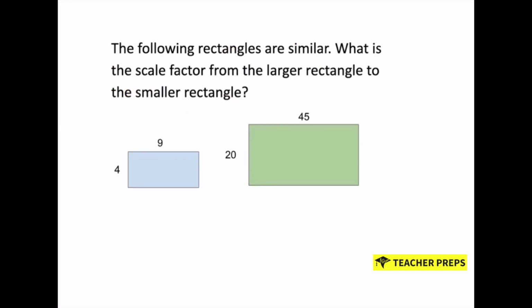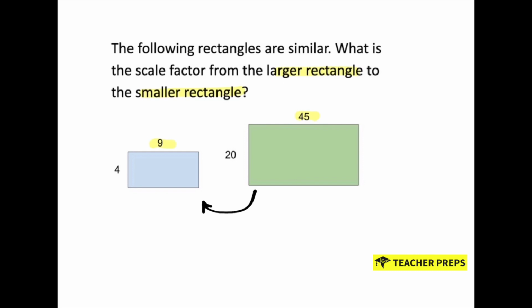Let's look at another example. This says that the following rectangles are similar. What is the scale factor from the larger rectangle to the smaller rectangle? So on this one, we're actually going to go opposite. Our rectangle is getting smaller. The first step is to find your corresponding sides. 45 corresponds with 9. Since we're finding the ratio from the larger rectangle to the smaller rectangle, we know that we're going to have a ratio that is less than 1 because our rectangle decreased in size.